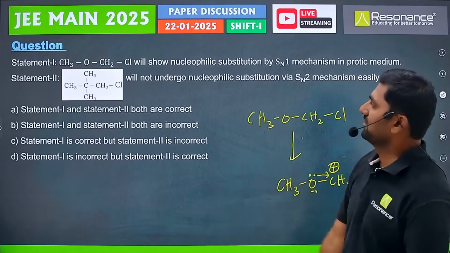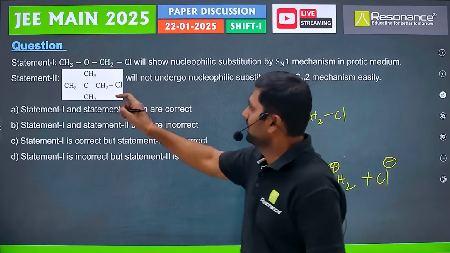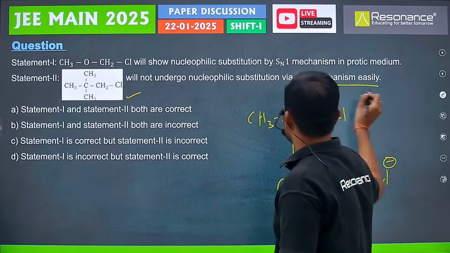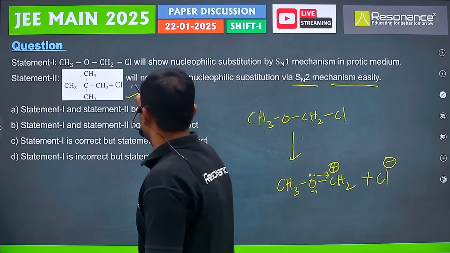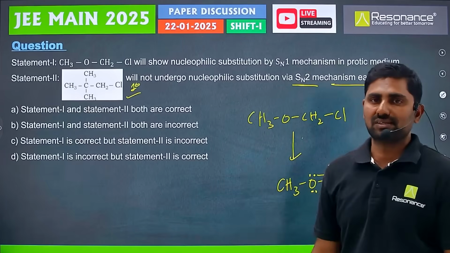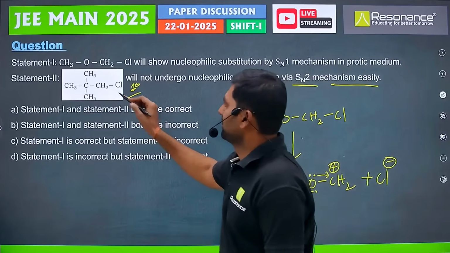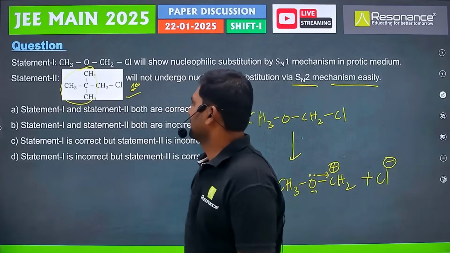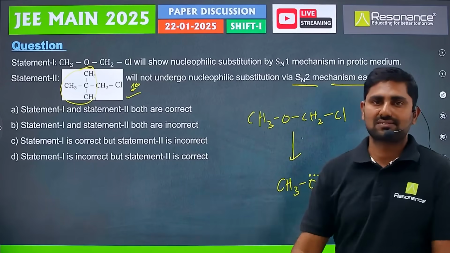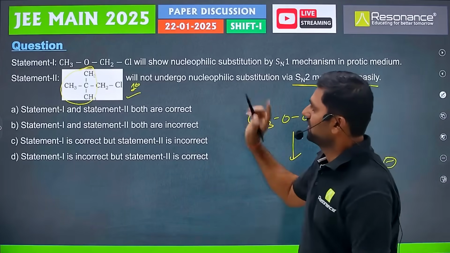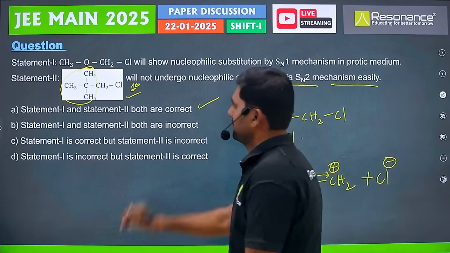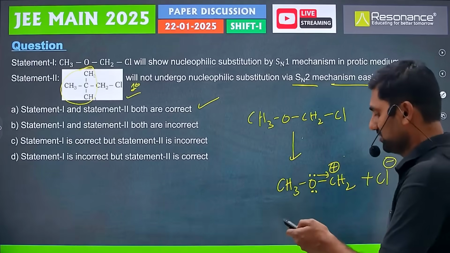And we can see the second statement. They say the given structure will not undergo nucleophilic substitution via SN2 mechanism. Even though it is a primary alkyl halide, it may not undergo SN2 mechanism. The reason is steric crowding, so SN2 reaction is not favored. So statement 2 is also correct, as well as statement 1. Which one is the matching answer? The first one is the answer. Next question.